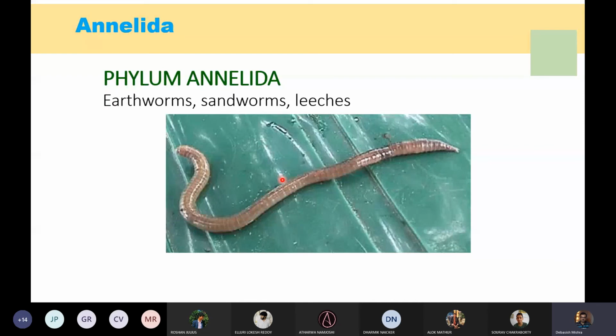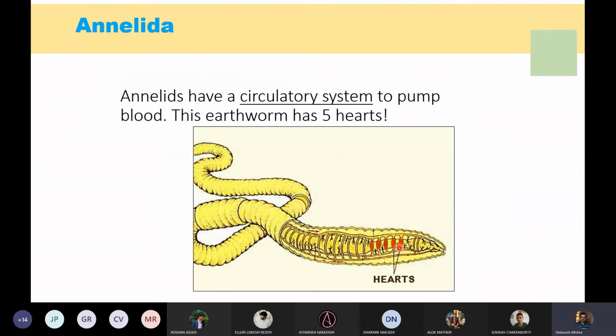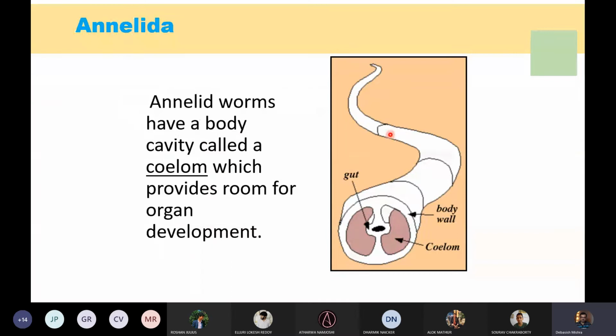Then we have earthworms. These are annelida, ring-like, annulus. Anna means annulus, rings. You can see they are made up of rings. Often they are parasitic, like leeches, which are sanguivorous, meaning they eat blood. They do have a true body cavity. You can see this is called the coelom. That is the body cavity.